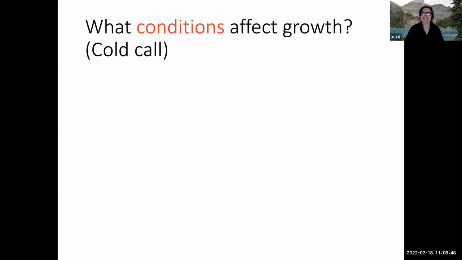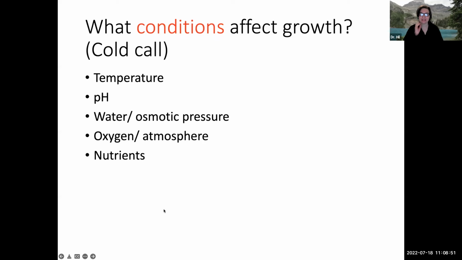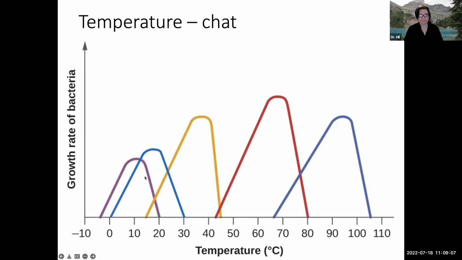Great, yeah. So lots of different things to pay attention to when you're trying to grow microbes, but temperature, pH, how much salt basically, or sugar or stuff that water likes is in the environment, the osmotic pressure, whether or not the atmosphere has oxygen or carbon dioxide or other things, and what nutrients are provided. Now, when you look at how organisms grow in different temperatures, there are categories.